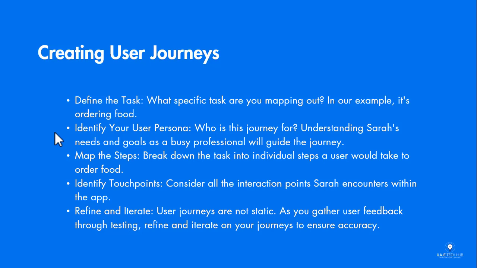So the second step is to identify your user persona. So who is this journey for? It is very important to have a user persona. Understanding Sarah's needs and goals as a busy professional will guide the journey. And the third step is to map the steps. Now break down the task into individual steps a user will take to order food. Right. The fourth step is to identify touch points. Now consider all the interaction points Sarah encounters within the app.